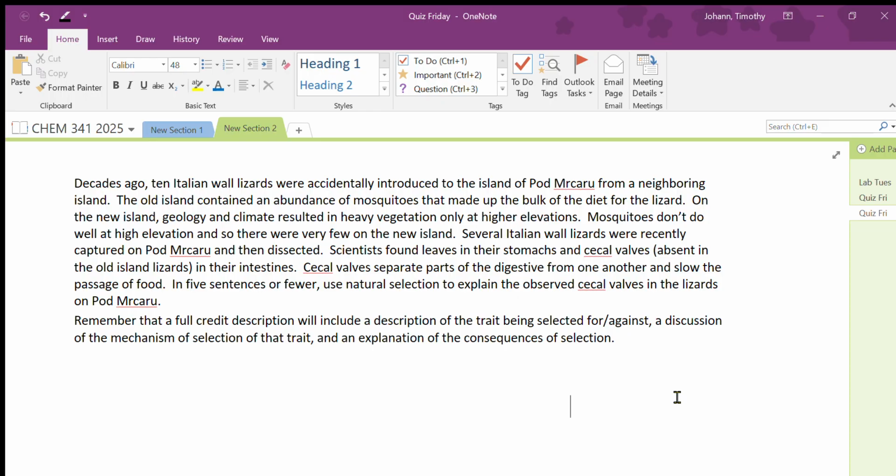Several Italian wall lizards were recently captured on Pod Mr. Caru and then dissected. So these lizards got left on the island by accident, bred and reproduced. Years later, some scientists come back and take a few and sample them. Scientists found leaves in their stomachs and cecal valves absent in the old lizards. So the old lizards don't have cecal valves, but the ones on this island mostly do. Cecal valves separate parts of the digestive tract from one another and slow the passage of food.